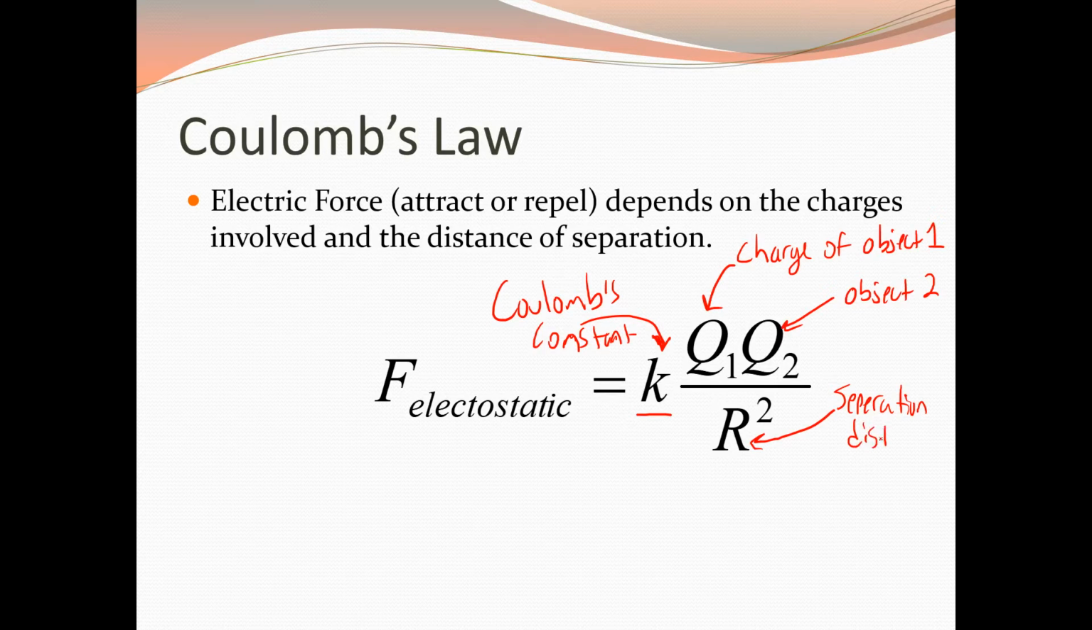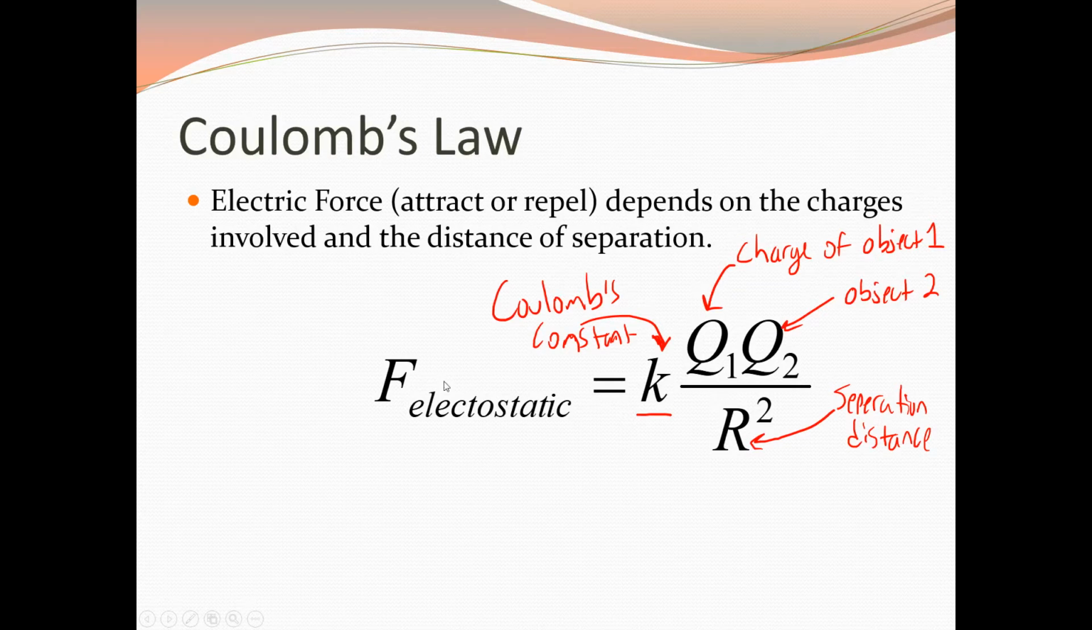If you look at it very carefully, it's very similar to the law of universal gravitation, which was G m m over R squared. Electrostatic force is K Q Q over R squared. And they behave very similarly in that as our separation distance gets larger, the amount of force that the two objects feel gets smaller. And similarly, if things get closer, they feel more electrostatic force.